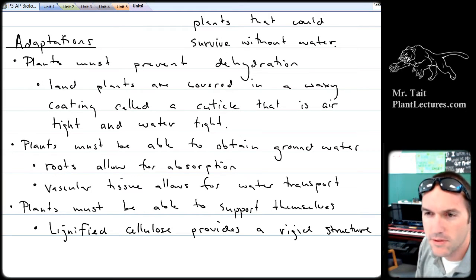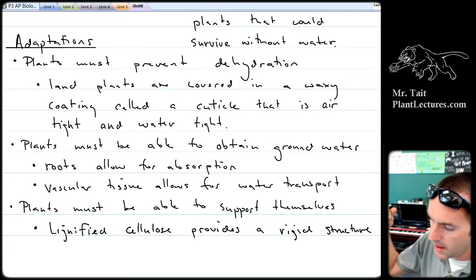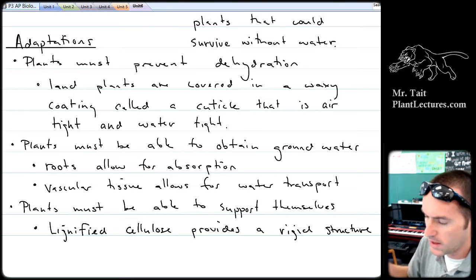Okay, what else? So now they're standing tall. They can prevent dehydration, and they can obtain groundwater.